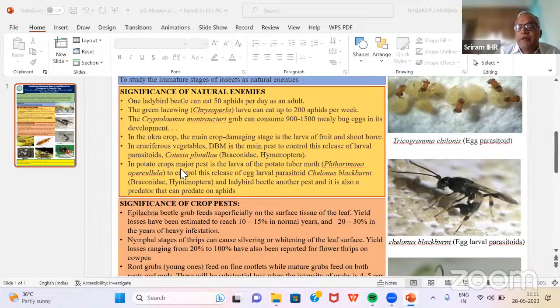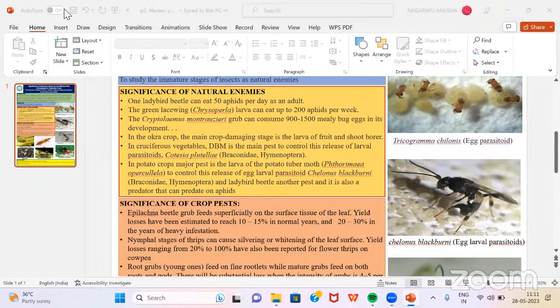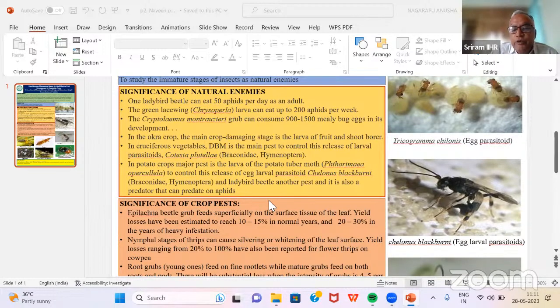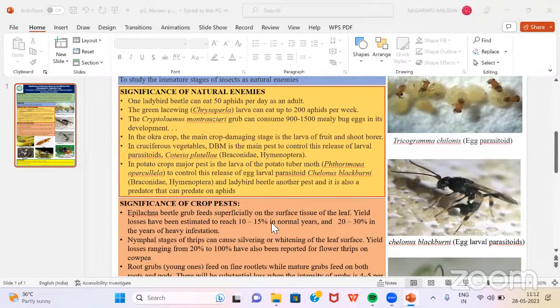Where did you get these photos? Were the photos taken by you or downloaded? Sir, downloaded. He is agreeing, they were downloaded only. Then, for most of the genus names you have not used capital letters. For Chelonus, the first letter should be capital. Whenever you make a presentation, take care while writing scientific names. For Cotesia, the C is not capital. For Chelonus blackburni, see, some importance should be given to the presentation.